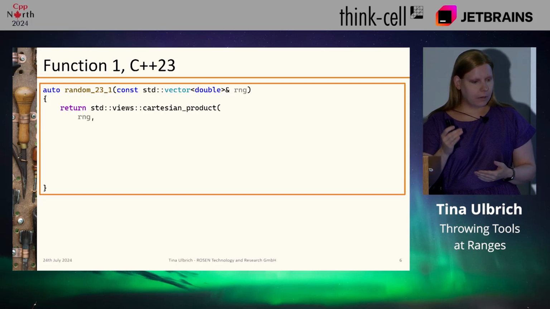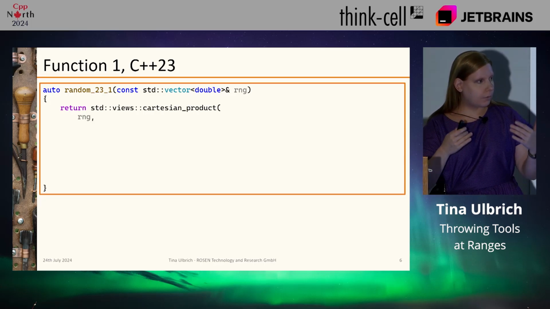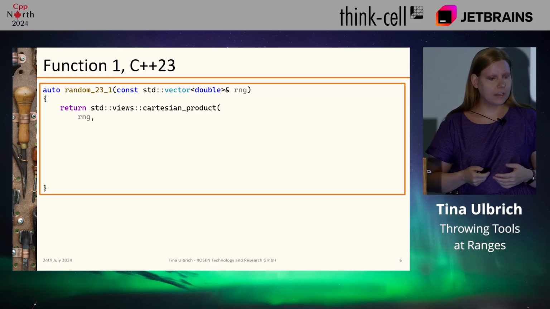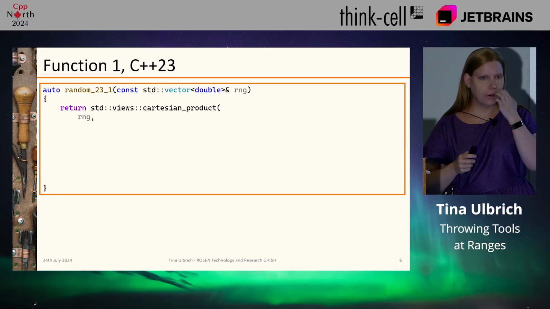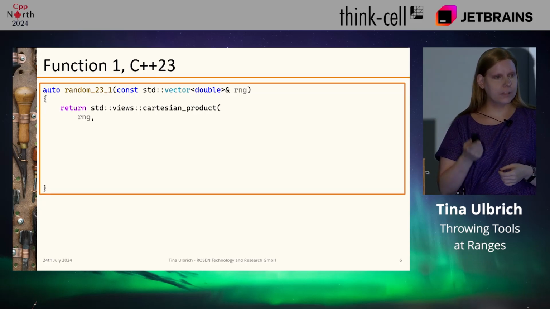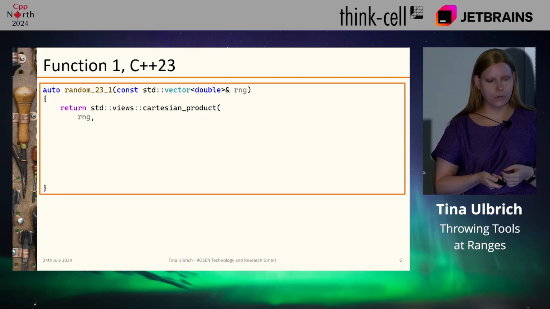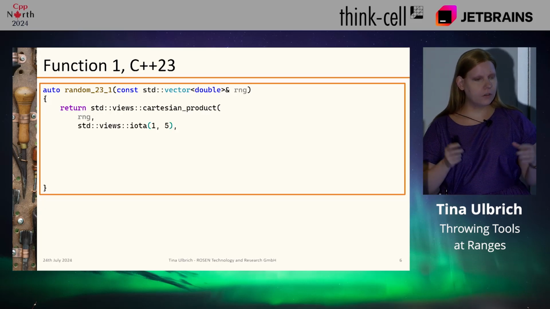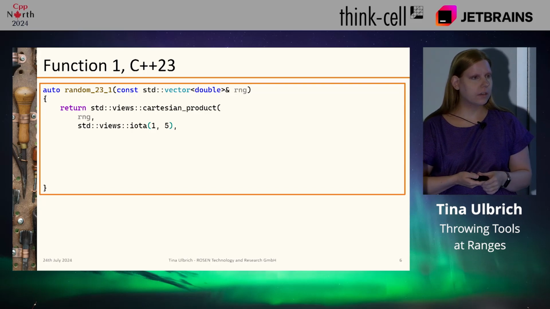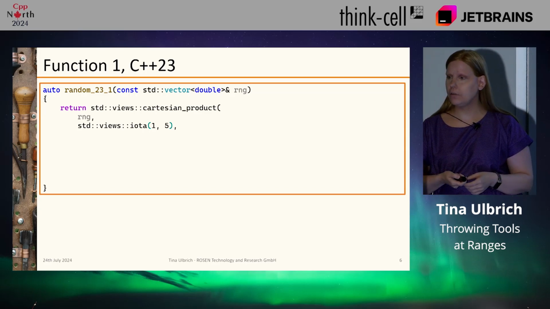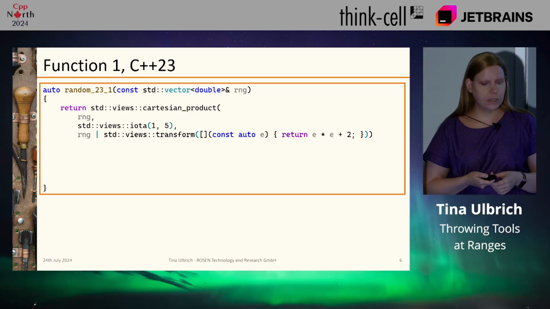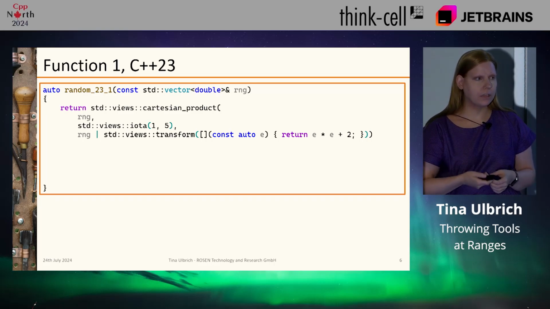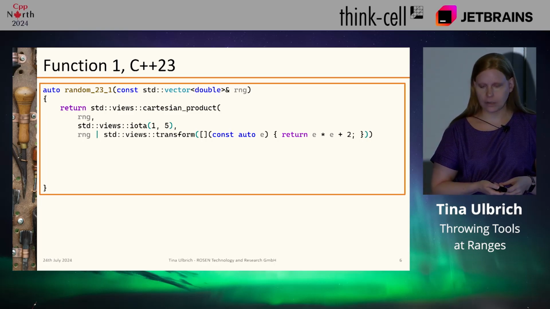And you put in all the ranges that you want to have in your nested loop. This range here is the outer range of the nested loop. This is the range, the vector that we input into the function. Then the second range for my nested loop is just an iota view that counts from 1 to 5. And then I do some transform also on the input view because I don't have anything else yet.